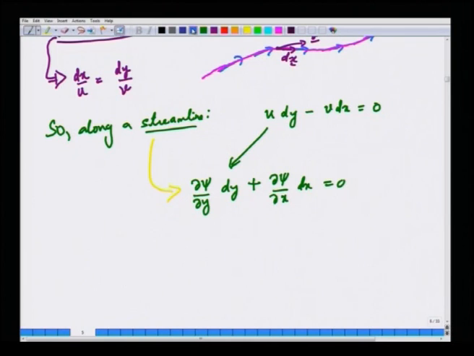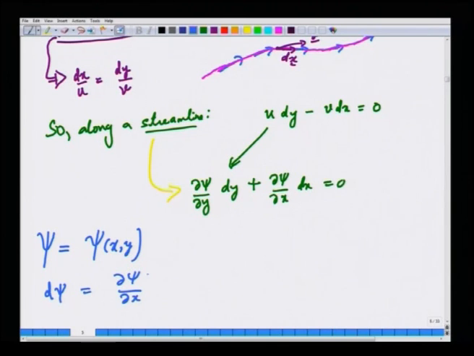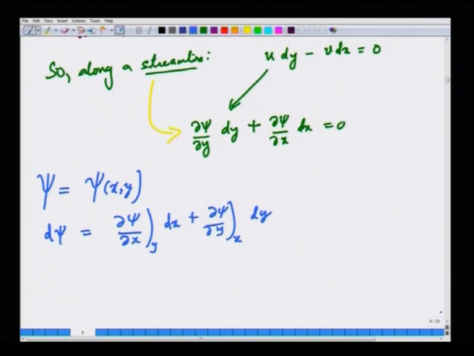Now, if you know a little bit of calculus, you will realize that if psi is a function of two variables x and y, then a small variation in psi that occurs because of small variations in x and y can be written as partial psi by partial x at constant y times dx plus partial psi by partial y at constant x times dy. I am not saying it is 0, this is the variation in psi because of small variations in x and y, but we find from the definition of a stream function that along a streamline, this quantity is identically 0.